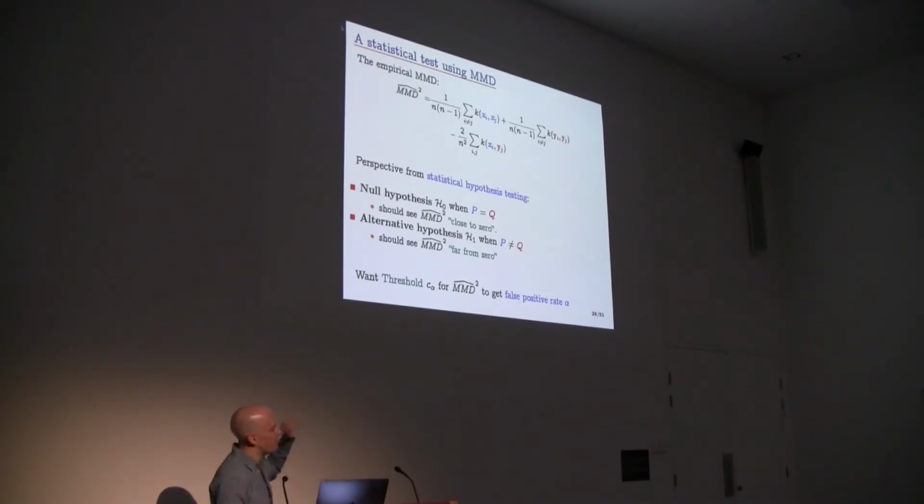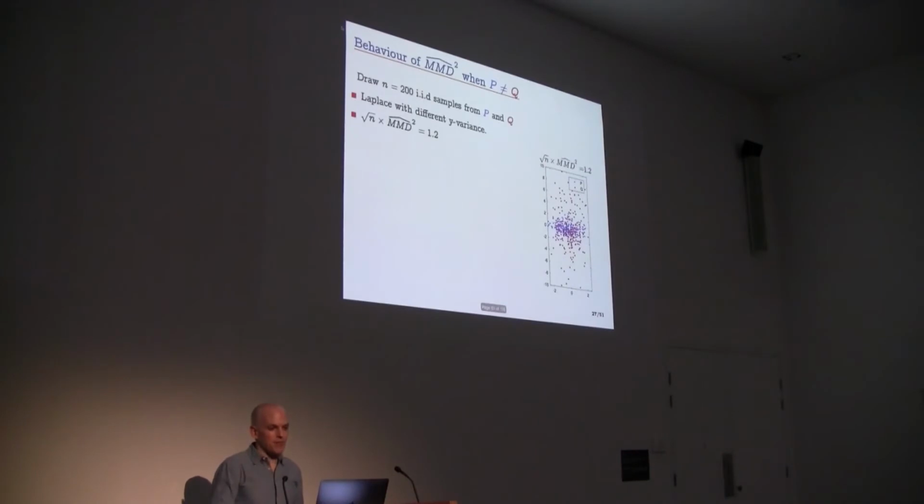But I want to now understand what's going to happen when I compute this on the basis of samples, because it's not going to be exactly 0 or not 0. Right? So let's do an experiment. We're going to draw 200 samples for each of P and Q and compute the maximum mean discrepancy. So here I've got P and Q. They're clearly different here. Root n times the maximum mean discrepancy is 1.2. The reason for root n is going to become apparent in a couple of slides. Just run with me here. So this maximum mean discrepancy is not 0, as one would expect, because P and Q are different. In this case, I think Q is a Laplace distribution with a bigger variance than P.